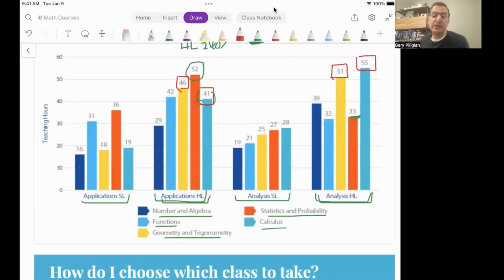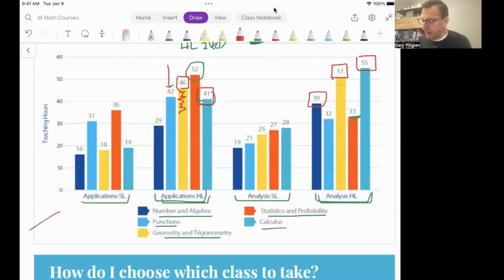And actually the trigonometry and geometry is different in the applications course than it is in the analysis course. It's not like they're just doing 5 extra hours. The makeup within that box bar is different as well, right? Applications has a heavy dose of functions. That's because there's a fair amount of modeling, and modeling deals with functions. Whereas the analysis course has a bigger focus on number and algebra, right? Which is kind of number theory and things like that that may have more abstract problem solving uses.